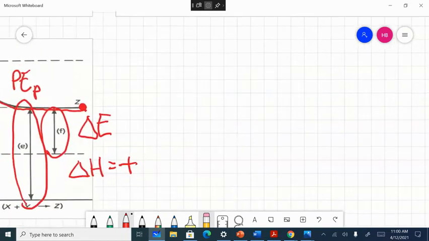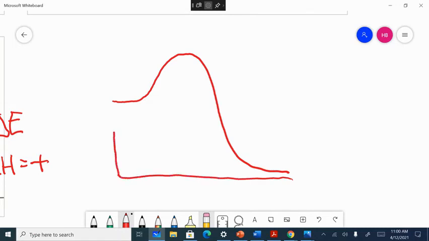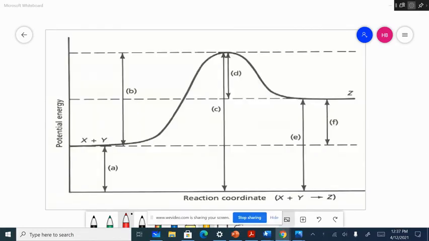I'll show you real quick what a graph would look like if it was exothermic. If it was exothermic, it would look like this, where the potential energy of the products would be less than that of the reactants. So this would have a negative enthalpy change or energy change, indicating it is an exothermic reaction. So those are the different parts of the reaction diagram.